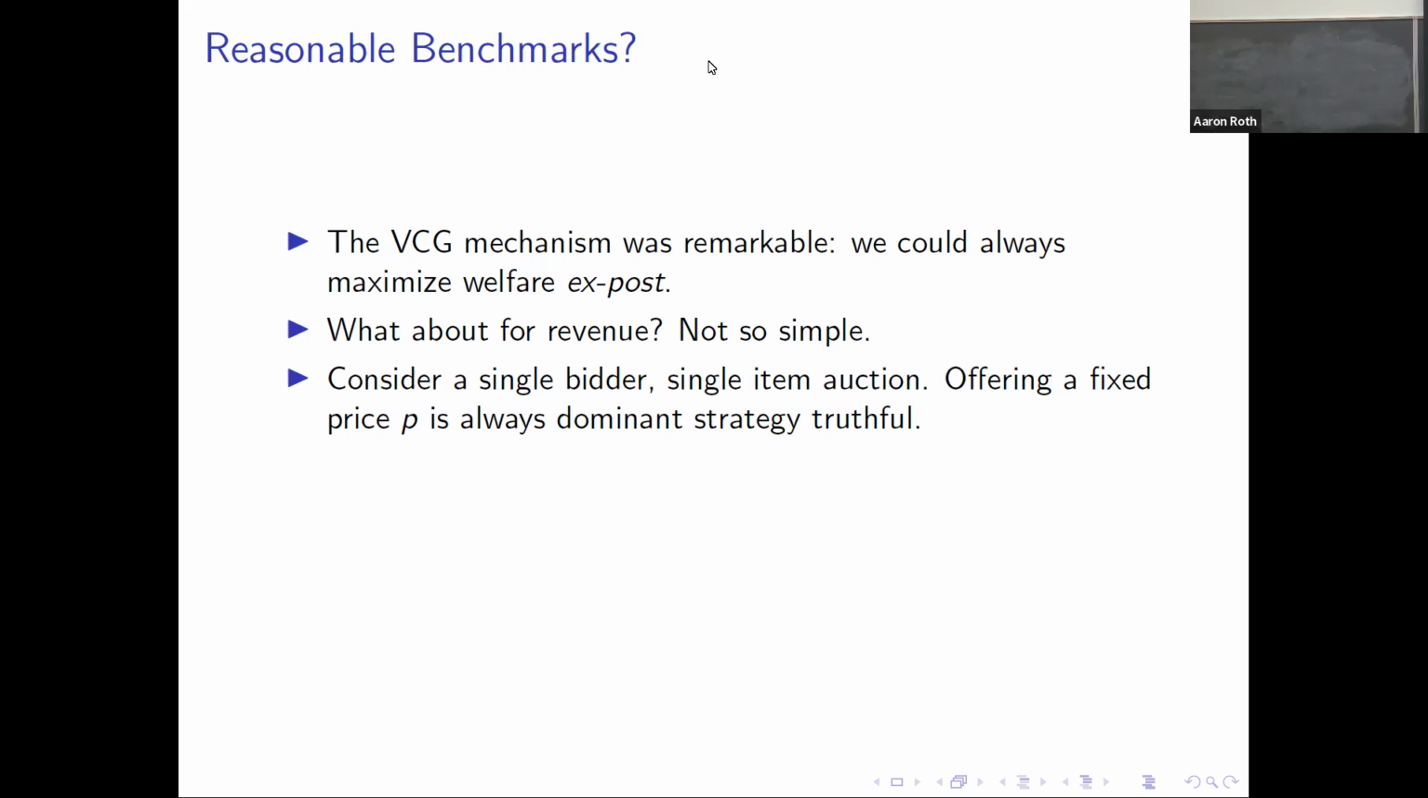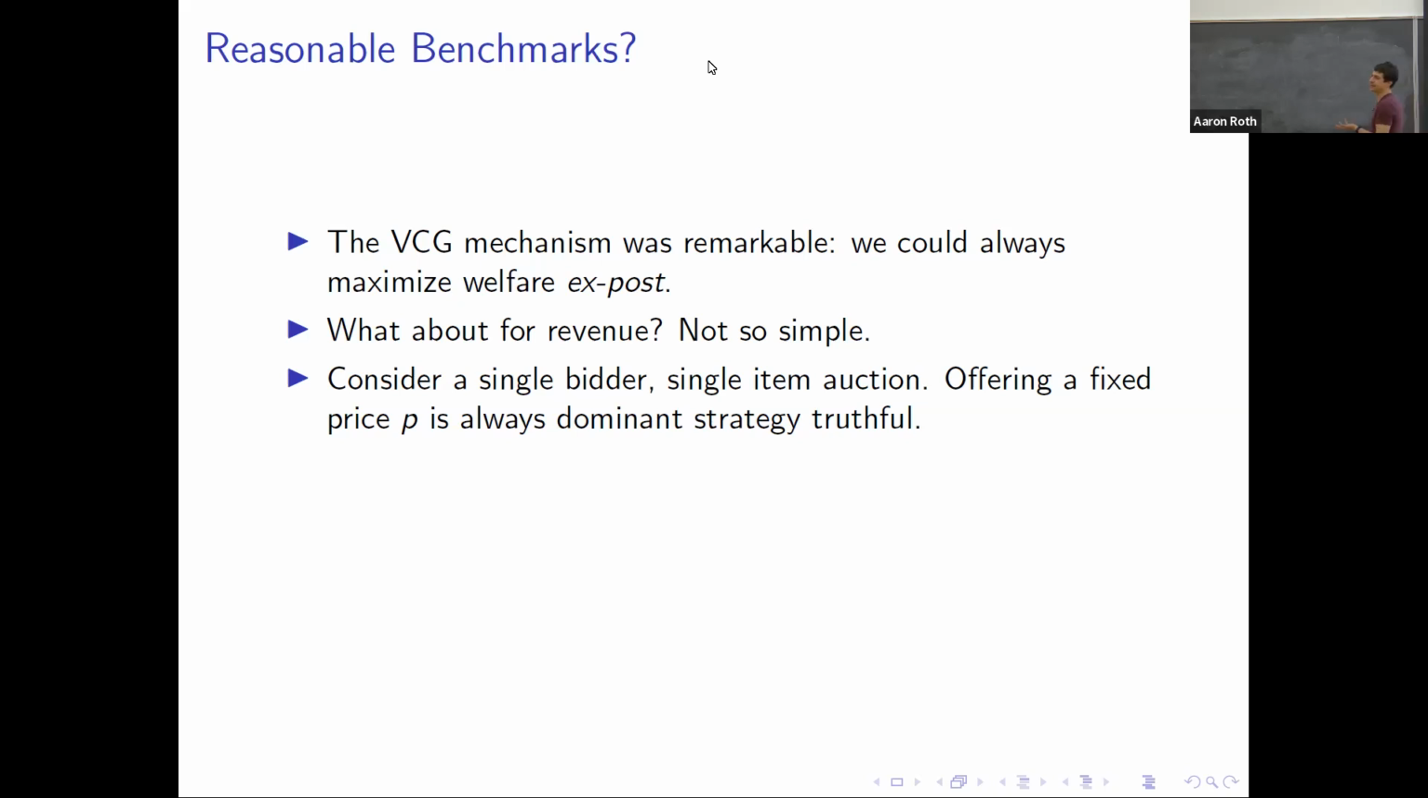So think about it for a moment. It's sort of clear that the only truthful mechanism in a single item auction, if there's only one bidder, is to just sell the item at a fixed price. It's hardly an auction. I'll just say, here, this thing is $5, take it or leave it.